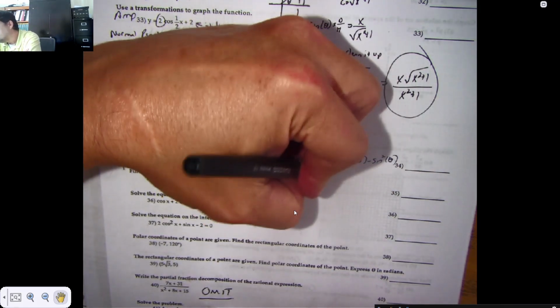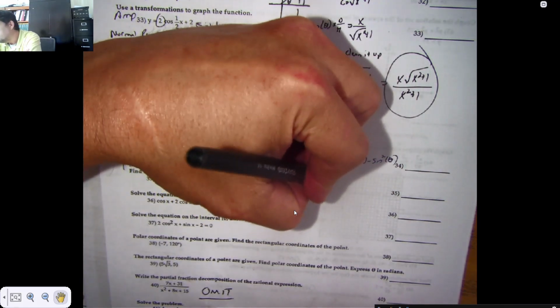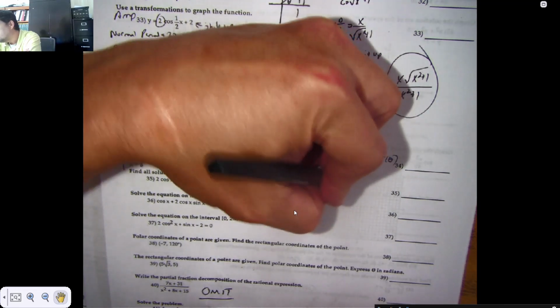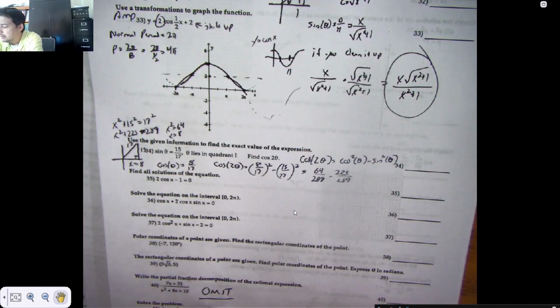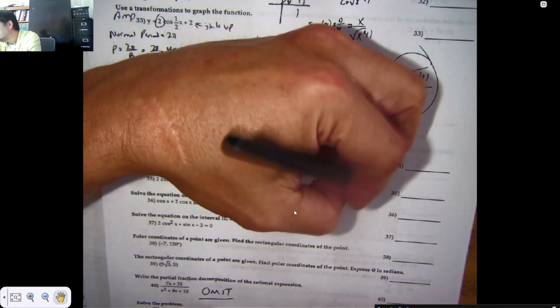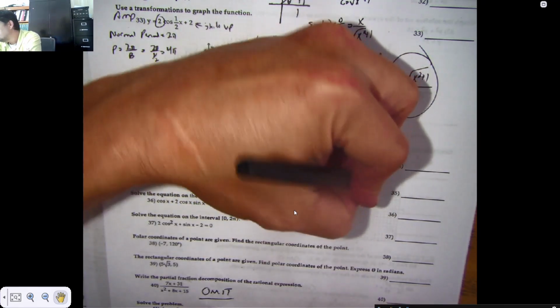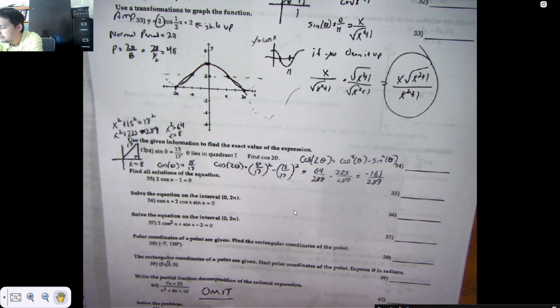We're going to have 64 over 289 minus 225 over 289. And what's the difference there? 136 and 25, I think. 166, 161. Negative 161 over 289, if I'm thinking right.